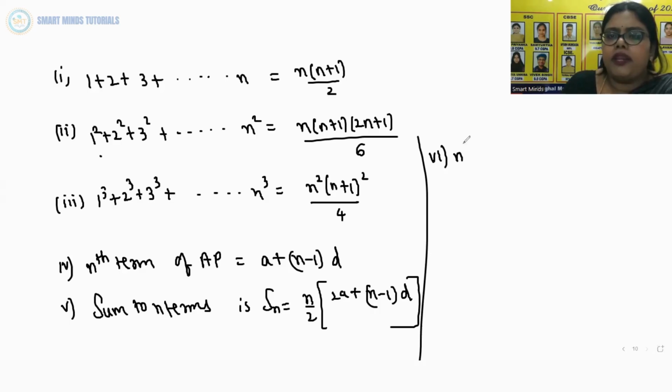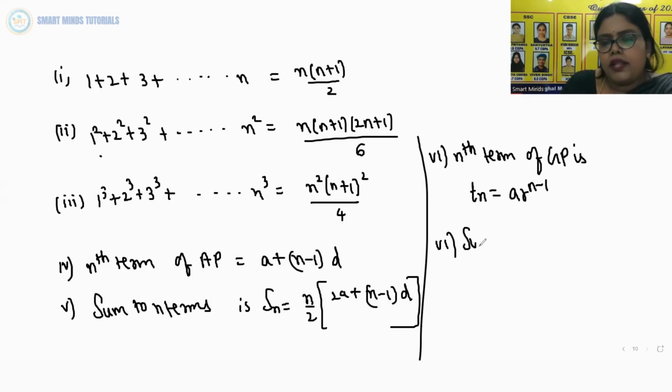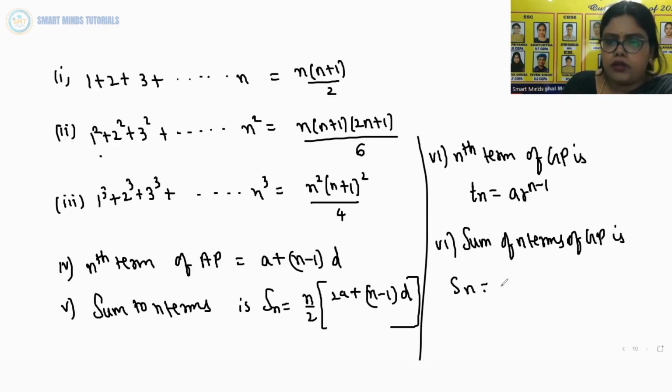Then if you want to find the nth term of GP, the nth term of GP is Tn is equal to A R power n minus 1. Then what is the sum of n terms of GP? It is Sn is equal to A into R power n minus 1 by R minus 1, if R is greater than 1.